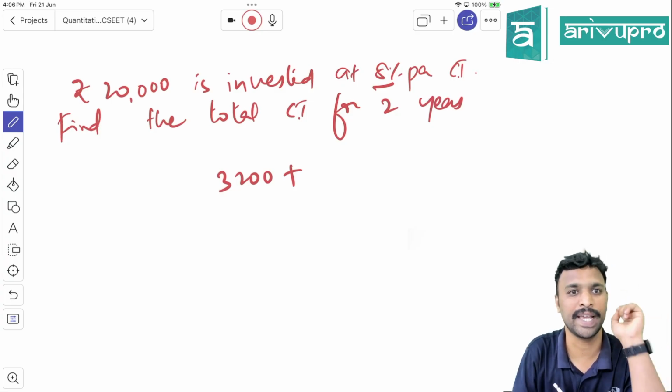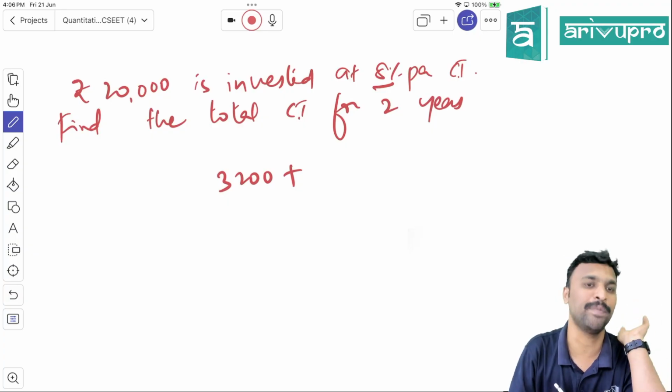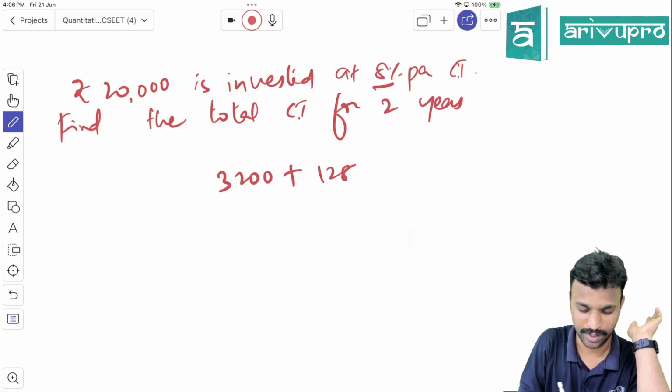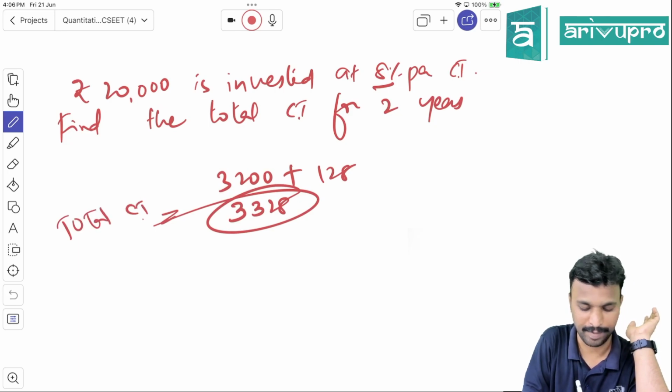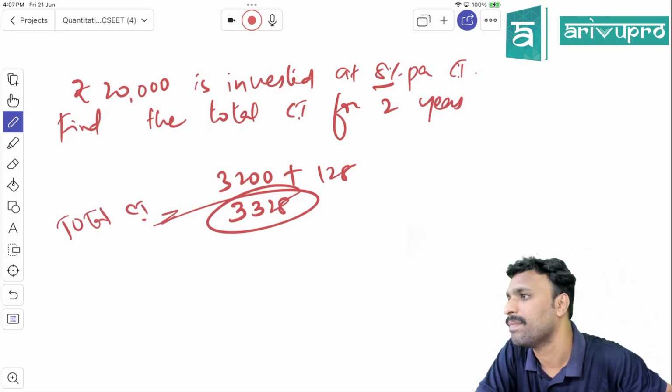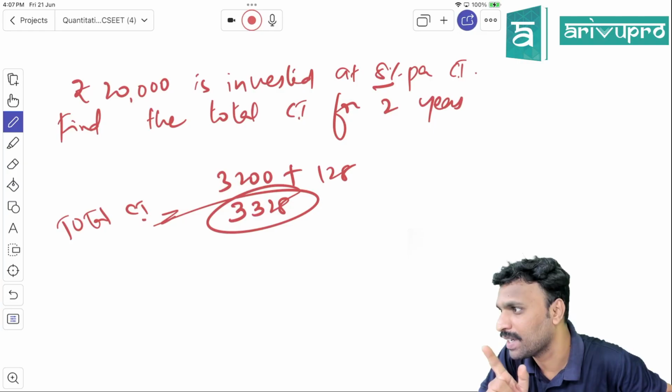Now SI for 1 year 1600 into 8% is 128. So 3,200 plus 128 is 3,328. This is the total CI. Didn't understand? Should I explain once again?